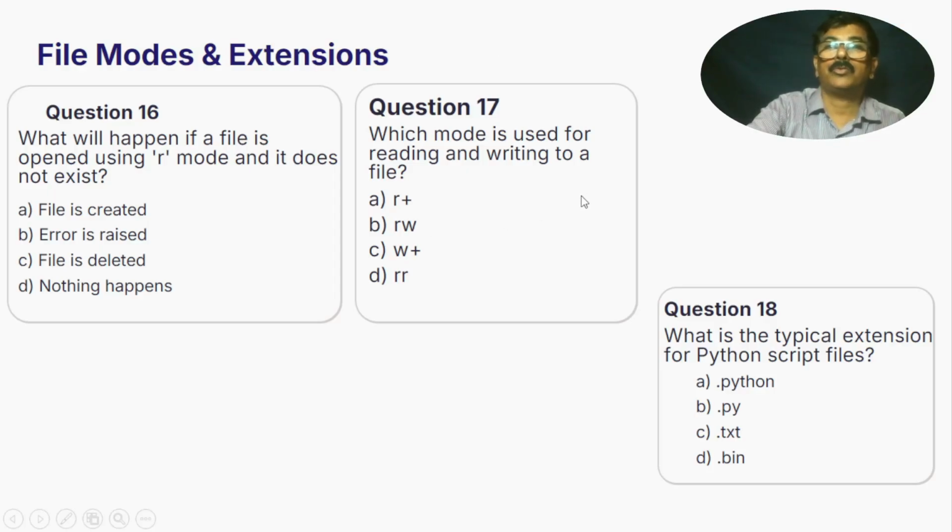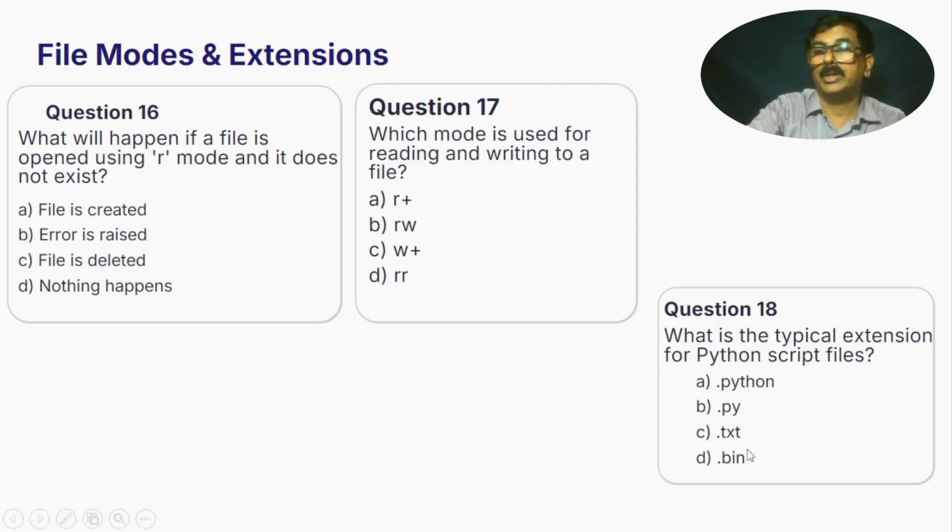Question 17. Which mode is used for reading and writing to a file? R plus, RW, W plus and RR. Maybe R plus, that is A. Read as well as writing, R plus.